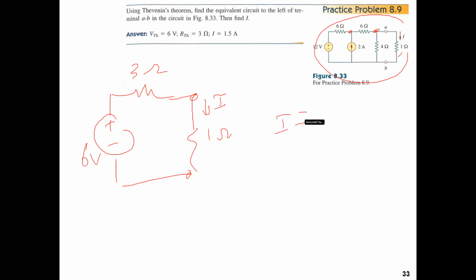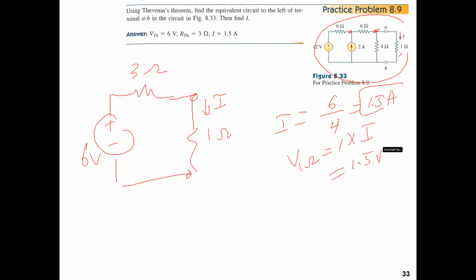So I would be 6 over 4, which would be 1.5 amps. If we need to find the voltage across the 1 ohm resistor, it will be 1 times I, which will be 1.5 volt.